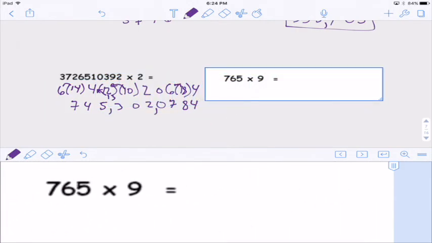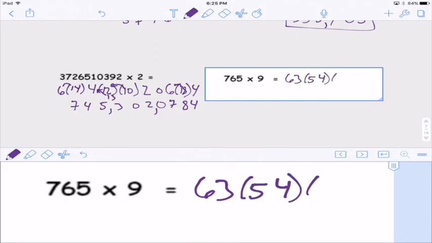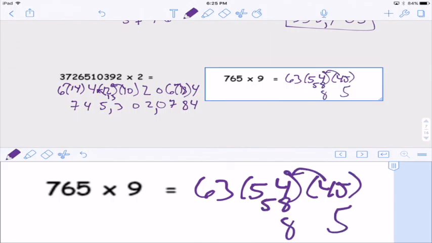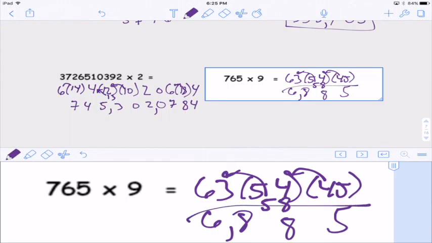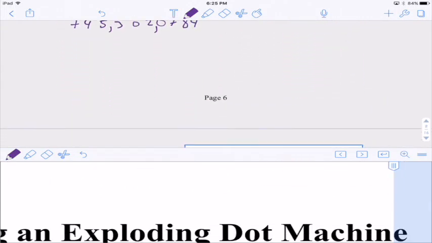And last, let's multiply everything by 9. So 7 times 9 is 63. 6 times 9 is 54. And 5 times 9 is 45. We keep the 5. 4 comes over, this now becomes 58. The 8 stays, the 5 comes over, this now becomes 68. 6,885. It was not that bad.